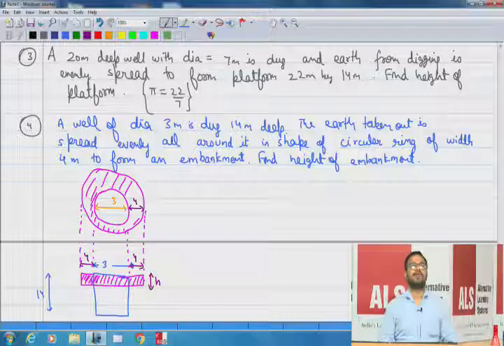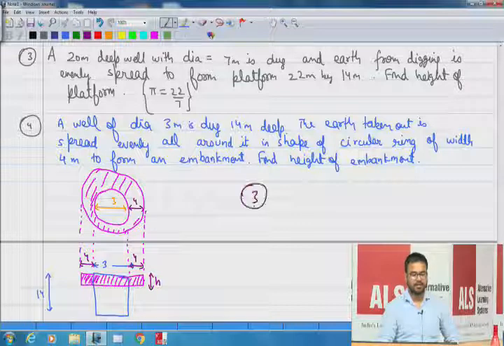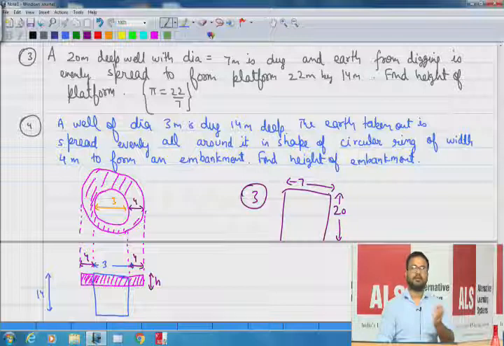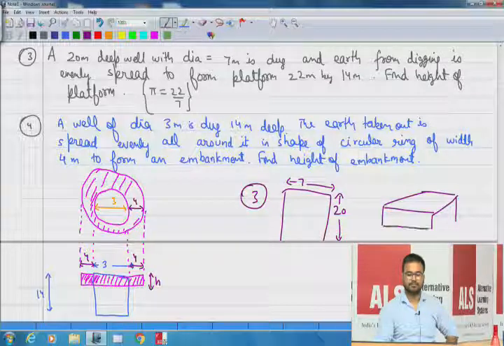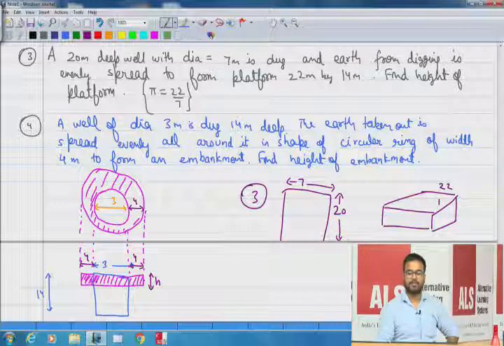Okay, I am solving the third question first of all, then I will solve the fourth one. So third question: a 20-meter deep well with diameter 7 is dug and the earth from digging is evenly spread to form a platform. So this is the well. The height is 20 meter, diameter is 7. Whatever earth is taken out of the well is used to create a platform like this. 22 by 14 means the length is 22 and the breadth is 14. We don't know the height, so we have to find the height of the platform.